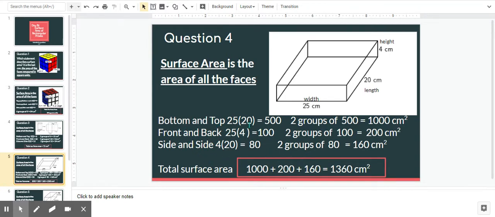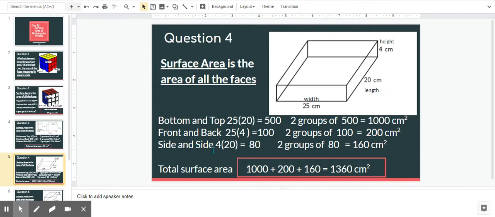So the top and the bottom have dimensions of 25 by 20, and 25 times 20 is 500. You need 2 of them because one 500 would be the bottom and the other would be the top. So that would be 1,000 centimeters squared. The front and the back also match. 25 centimeters by the height here, which is 4. So 25 by 4 is 100 centimeters squared, but we need 2 of those because the front and the back are being counted. So we double that 100 and make it 200. So far we have 1,200.